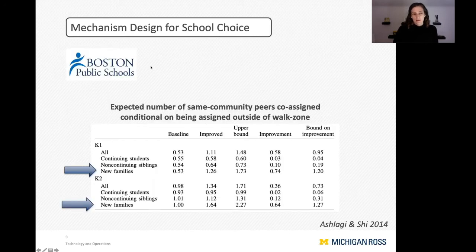And when they applied this to historical data in the Boston Public Schools to show how it would work, they did show that for new families, which is the group that has the most control, because like I said, siblings get preference and you don't have a lot of control over those admissions, you see a very significant improvement in the number of same community peers assigned to these choice schools that are outside of the walk zone.